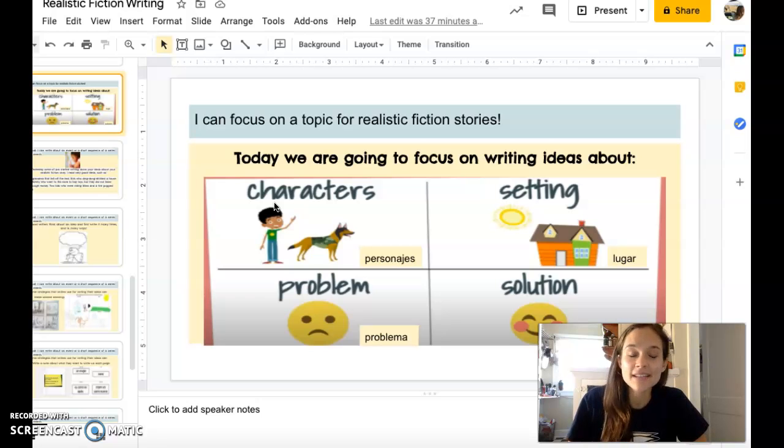Our I can statement that we've been focusing on is I can focus on a topic for realistic fiction stories. And remember, we focus on writing ideas and writing stories about characters who could be real, a setting that's realistic, and there has to be a problem and there has to be a solution, or a way that the problem is fixed.